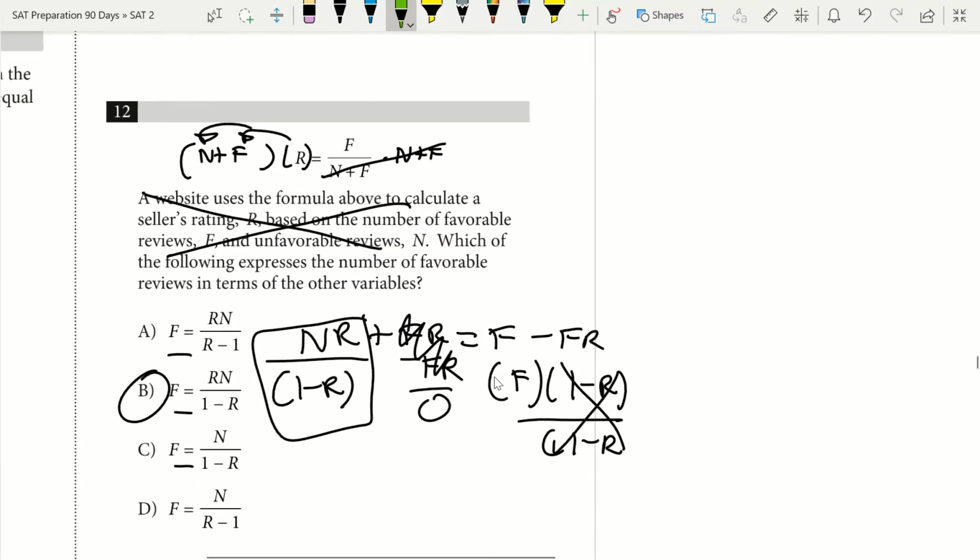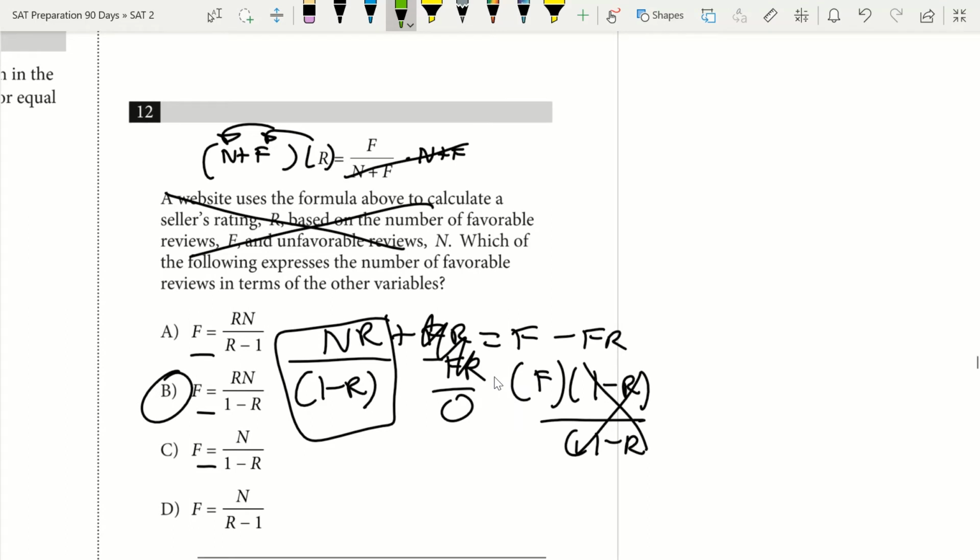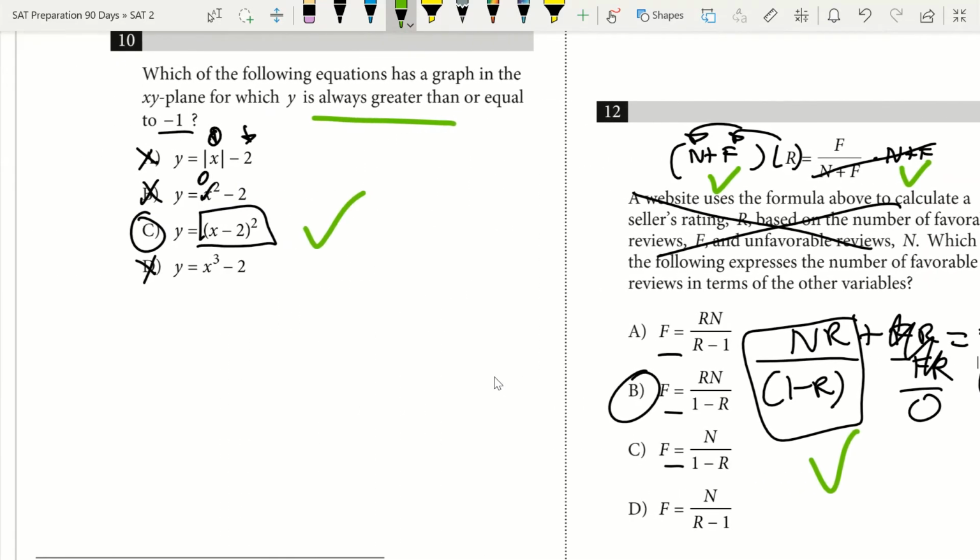Number 12. I'm solving right here. Got to multiply each side by that, which I did. That's a check right there. And then I multiply that there, check. Okay, after that point, I've got NR plus FR. Subtract each side by FR. Go ahead and get rid of that 1 minus R, and that's going to solve for my answer there. That's checked as well.